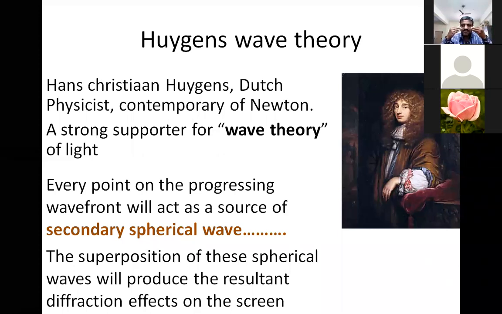So the waves which are coming directly from my face are called primary waves, and on that particular wave, if you pick up any infinitesimal point, it will act as a secondary spherical wave. I repeat, every point on the wavefront which is emanated from my face is acting like a secondary spherical wave. So that's what Huygens said.